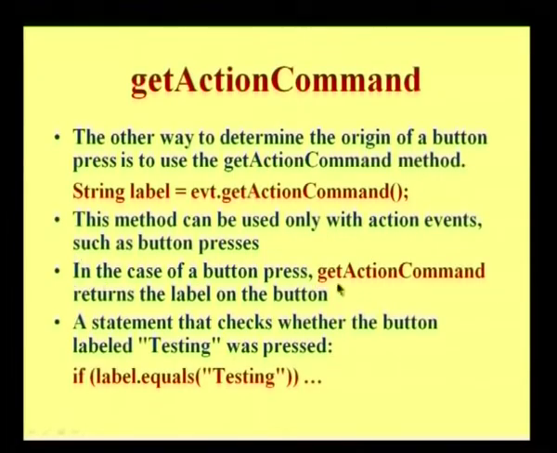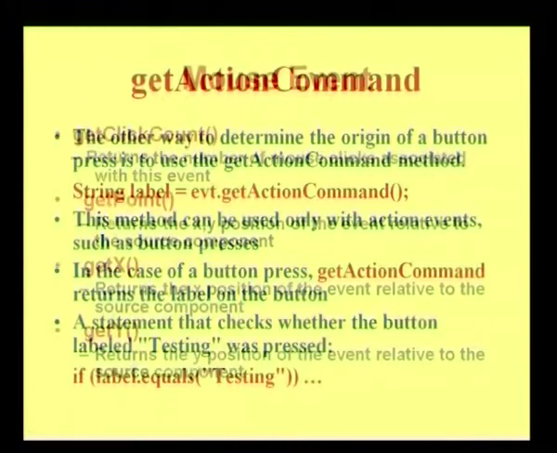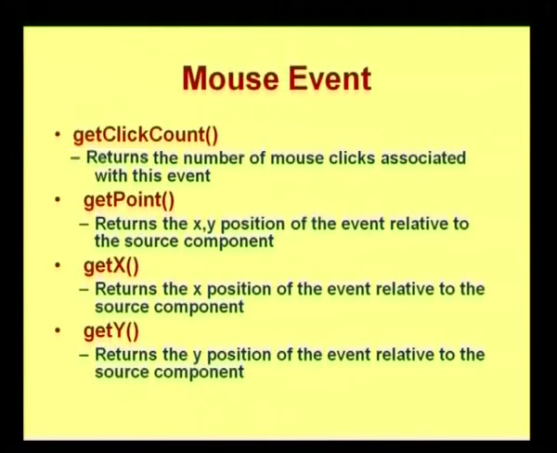In case of a button press, get action command returns the label on the button. A statement that checks whether the button labeled testing was pressed: what I have to do is, if label dot equals testing. Here you can see dot equals, so this string is compared with that label, and if it is testing, then I can write the corresponding handler.